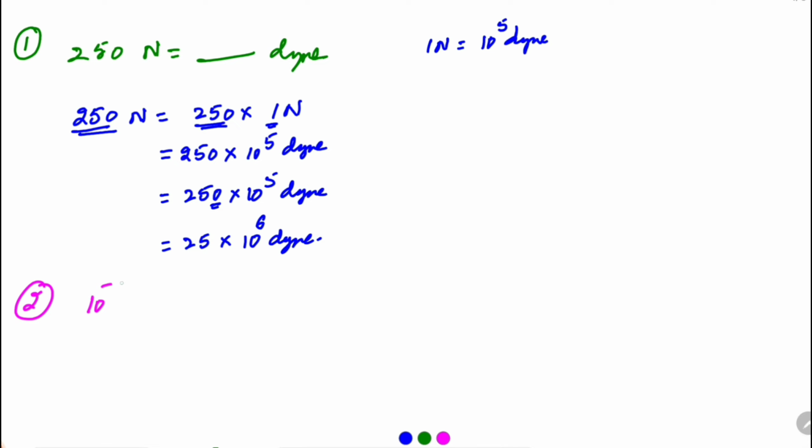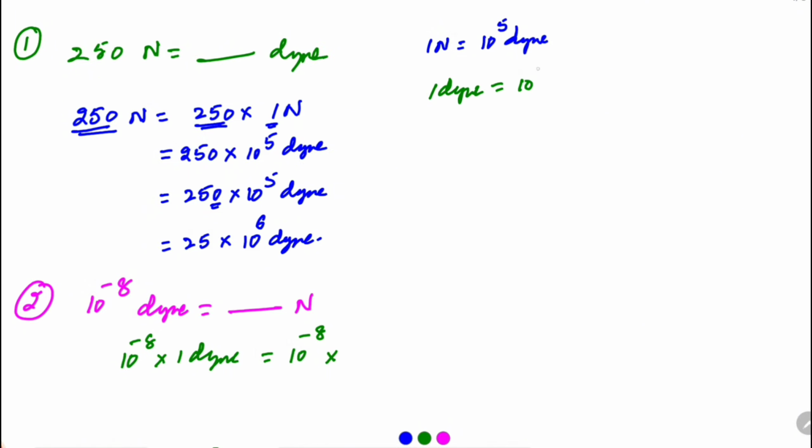10 power minus 8 dyne is equal to dash Newton. Suppose it is given in your book, then how to convert this? So write 10 power minus 8 dyne as 10 power minus 8 into 1 dyne. Which is equal to 10 power minus 8 times 1 dyne. How many Newton is 1 dyne? You know that 1 dyne is 10 power minus 5 Newton. So substitute that 10 power minus 5 Newton. What you have to do is add the powers. So it is 10 power minus 13 Newton. That's your answer.